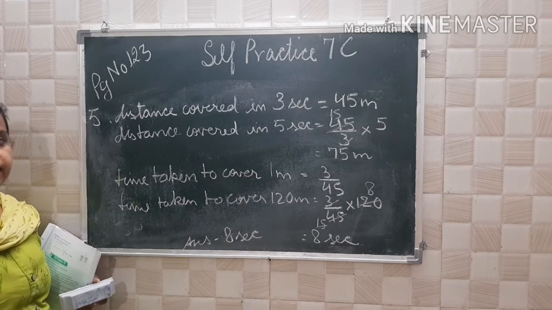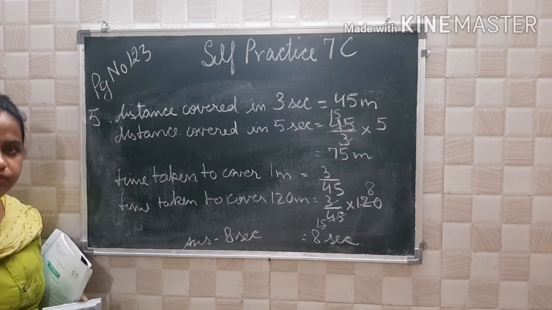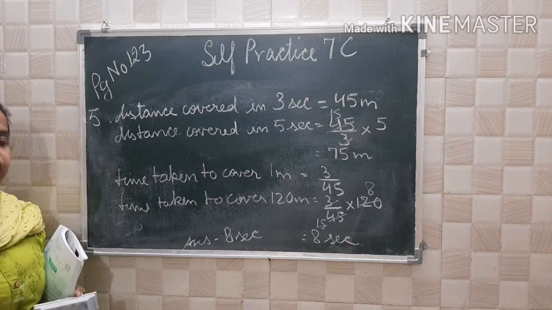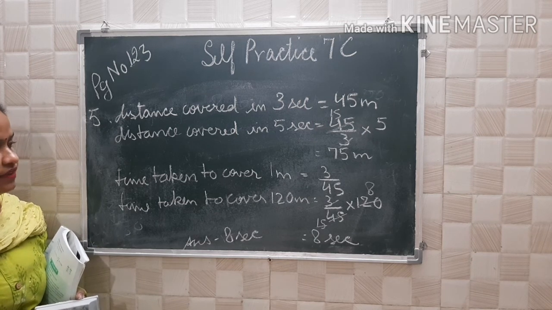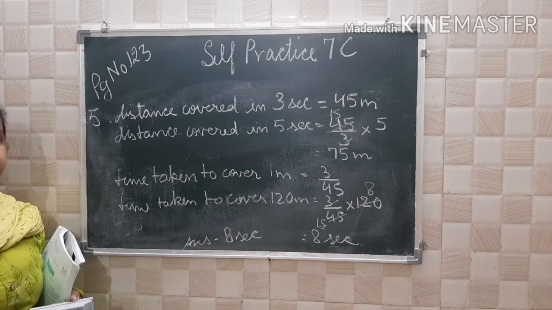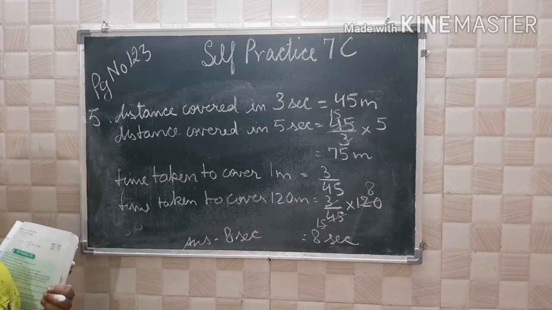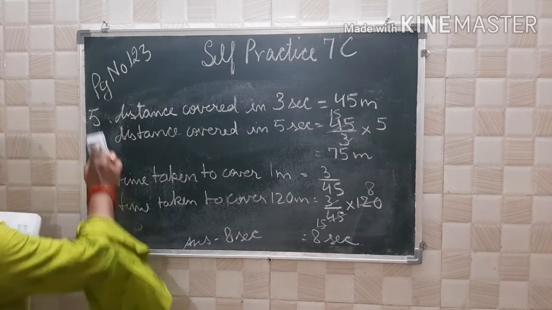Time taken to cover 120 meter, 3 upon 45 into 120. So you know that 3 15s are 45 and 15 8s are 120. So how much time it will take to cover this 120 meter? 8 seconds. Clear? Now see question number 6.